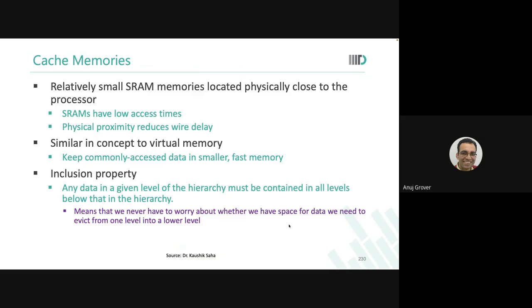Another aspect of a cache hierarchy is that when you put anything in L1 cache, a copy of it has to be available in L2 cache and L3 cache. It cannot be that there is something in L1 cache, but it is not available in L2 or L3. This is called the inclusion property.